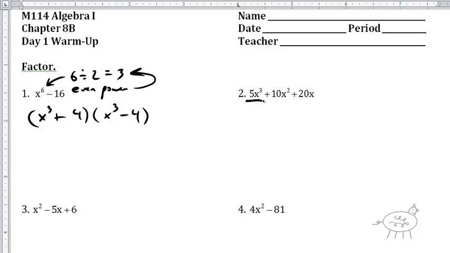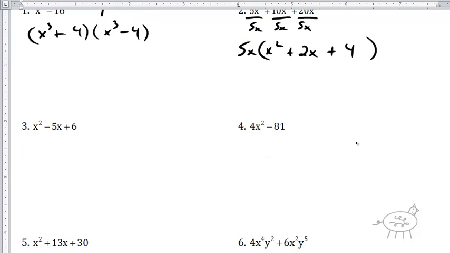This next one, greatest common factor is 5x and 5x. So you say 5x and then parentheses, you divide each one of those and you get x squared plus 2x plus 4. Pretty easy so far.